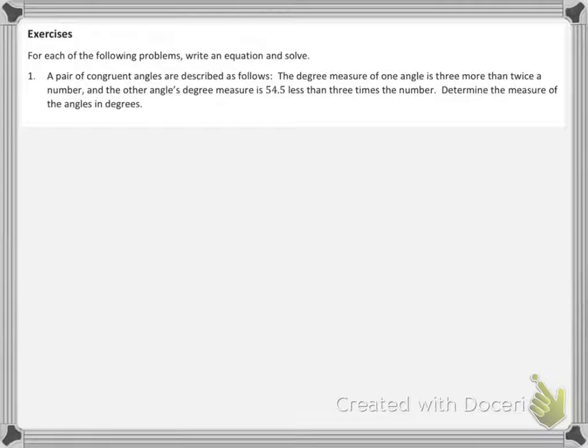Let's try some exercises. A pair of congruent angles are described as follows. Congruent means they're the same degree. The degree measure of one angle is 3 more than twice a number, and the other angle's degree measure is 54.5 less than 3 times the number. Okay, so we're going to make those two equal to each other because it told us that they were congruent.